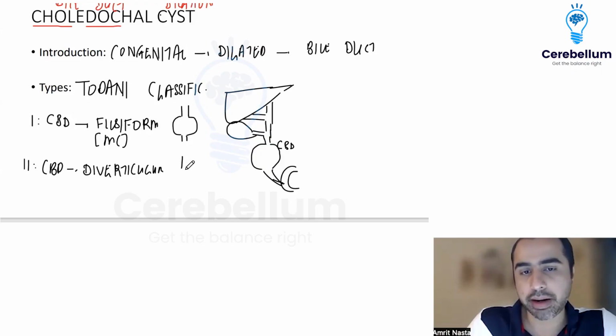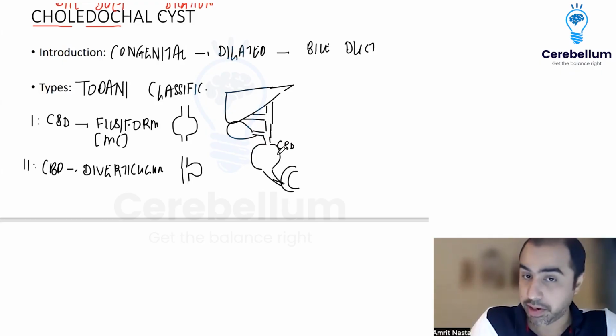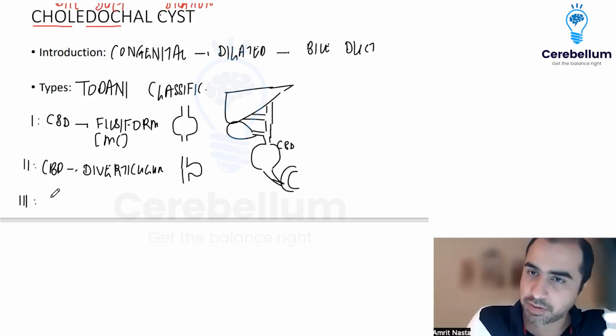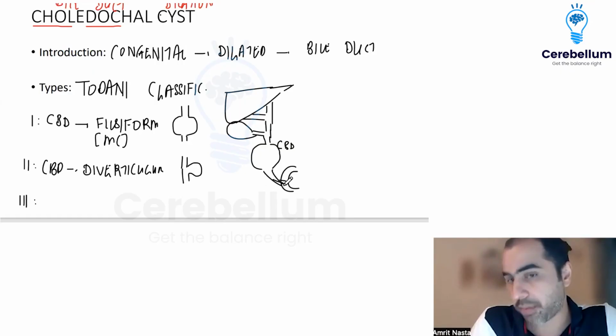So it will be dilated like this. The CBD. Type 3 is very unique. Here, the part of the CBD which is dilated is the end part, the part which enters the duodenum. That part dilates, the very end part.